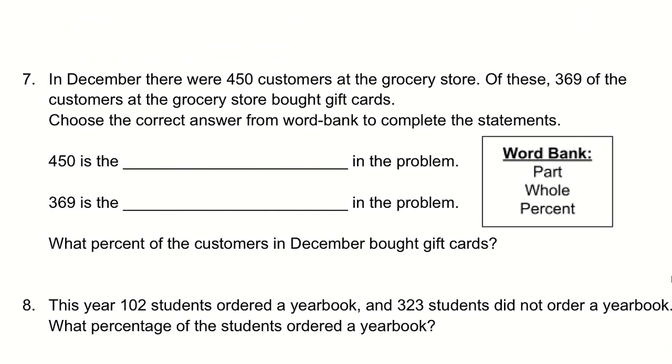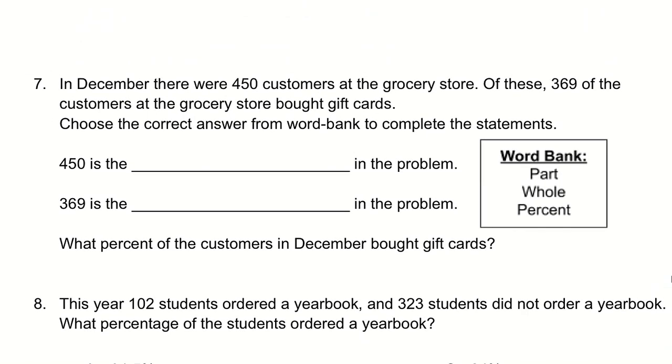So this one, I believe I'm going to be making a fraction. So if I know there's 450 people in my grocery store, that's going to be my total. So I know that's going to go in the bottom because that's my whole.